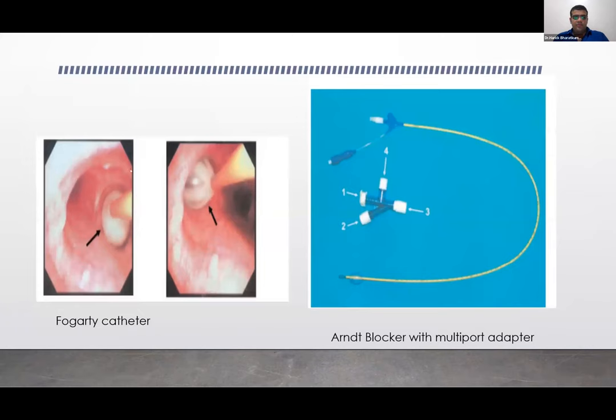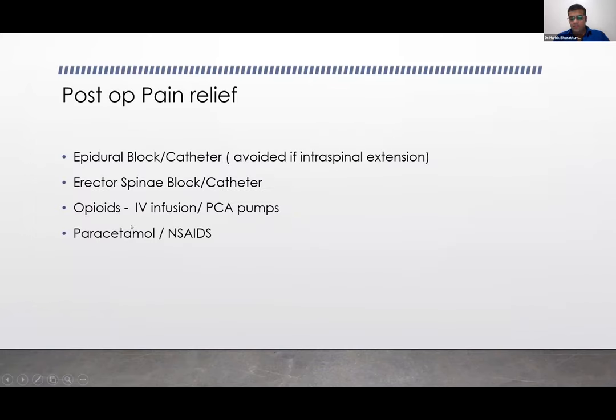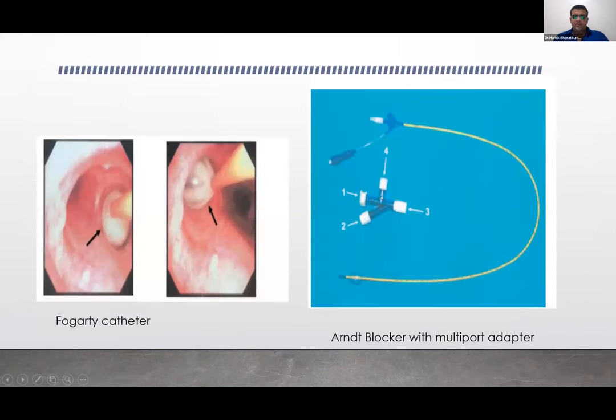So this is a picture of Fogarty's catheter. You can see it is going inside the mainstem bronchus and we inflate the Fogarty's catheter. So this is how we prevent ventilation. So one lung gets ventilated and the other gets collapsed. It helps in easier surgical excision. This is another way of isolating. This is called an iron blocker along with a multi-port adapter.